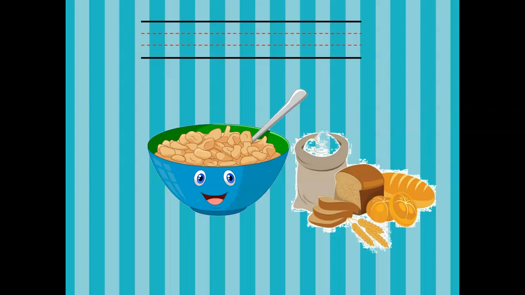Number three, here, what can you see? I can see bread. I can see also rice. So we can call these things cereals. These are cereals.